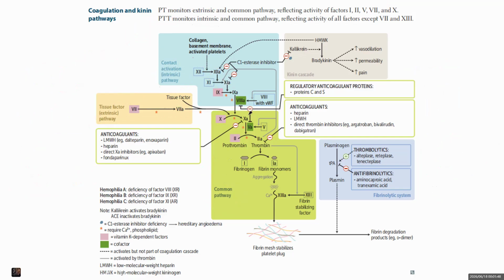And what is ongoing further now? This factor 10a starts working with factor 5a to convert factor 2, which is also known as prothrombin, into factor 2a. The name is thrombin now, right? So factor 2 is prothrombin, and factor 2a is actually thrombin.